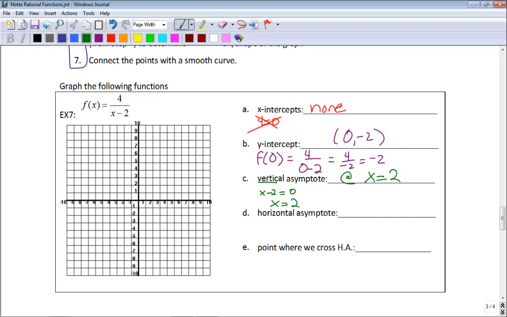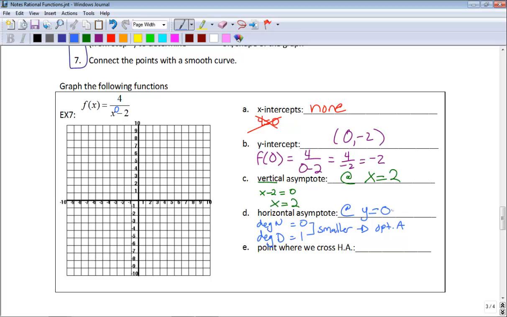Horizontal asymptotes are next. How do you find horizontal asymptotes? Well, we looked at the degree. What is the degree of the numerator? We just have a 4, so that would be 0 because we have 0 x's there. What about the degree of the denominator? We have an x to the first power, so that would be 1. Looking at this, the degree of the numerator is smaller, and that was option A. Option A told us we automatically had a horizontal asymptote at y equals 0.